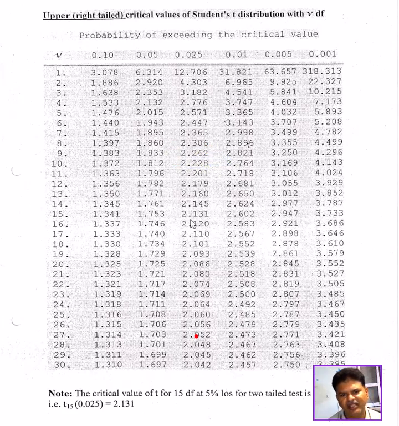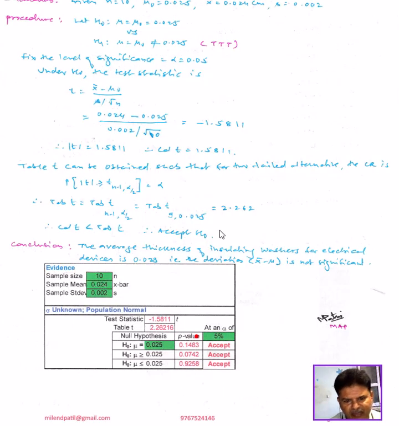2.262, right? So what is my calculated value? The calculated value in this case is 1.58. The table value is 2.262. So what we are saying is calculated T is less than table T, therefore accept H0. What does accepting H0 mean? The average thickness of insulating washers for electrical devices is 0.025. That is, the deviation x bar minus mu is not significant.